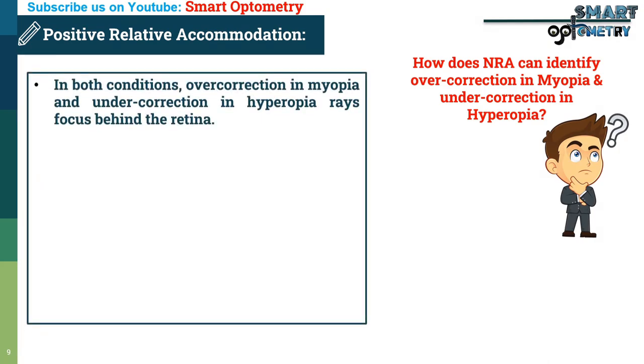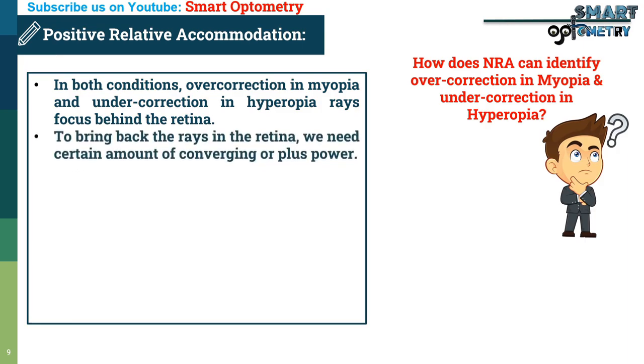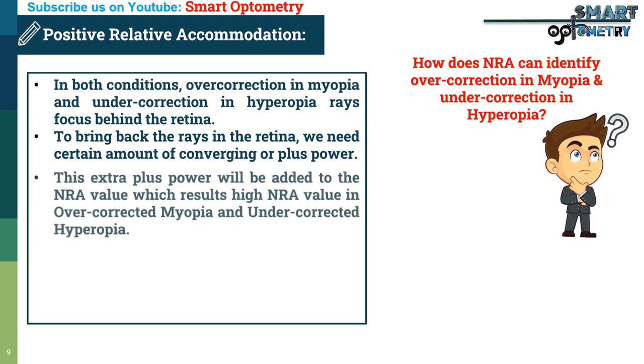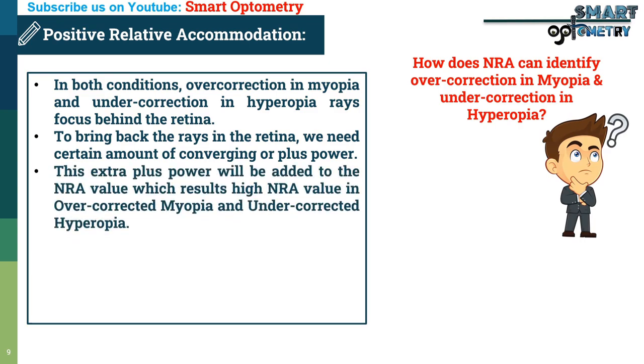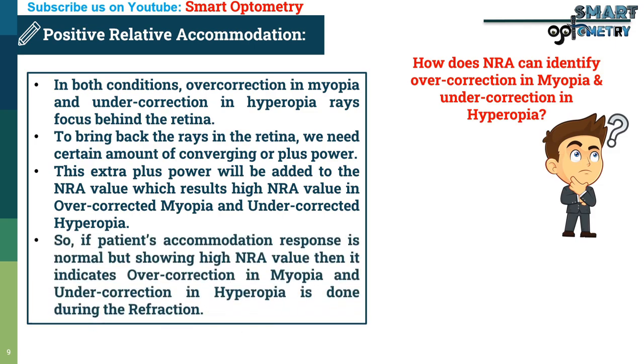In both conditions, overcorrection in myopia and undercorrection in hyperopia, rays focus behind the retina. To bring the rays back onto the retina, we need a certain amount of converging or plus power. This extra plus power will be added to the negative relative accommodation value, which results in a high negative relative accommodation value in overcorrected myopia and undercorrected hyperopia. So, if the patient's accommodation response is normal but shows a high negative relative accommodation value, then it indicates overcorrection in myopia and undercorrection in hyperopia during the refraction.